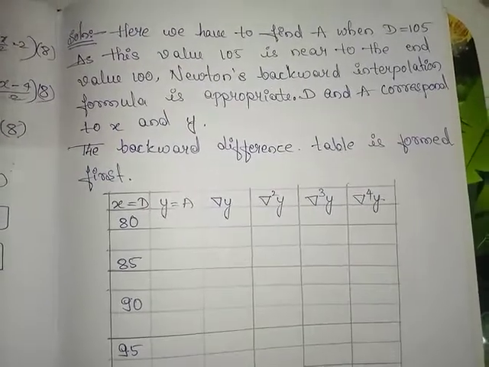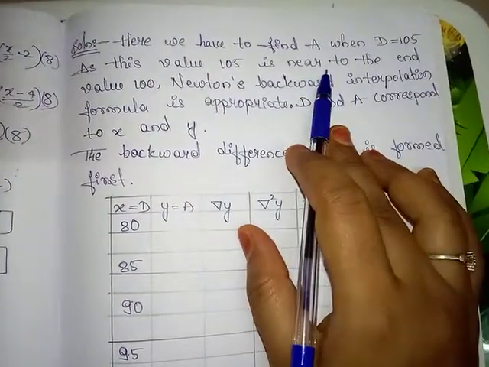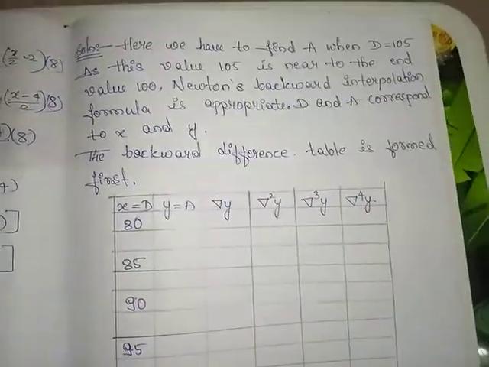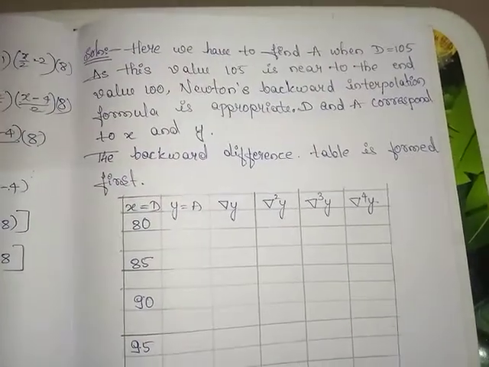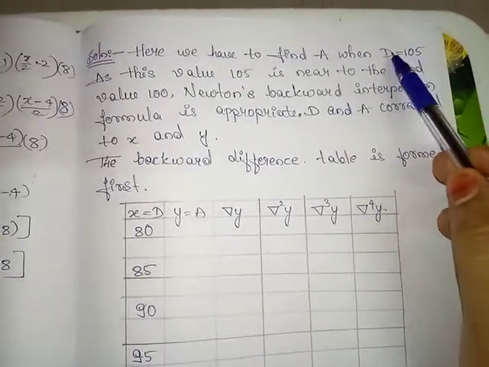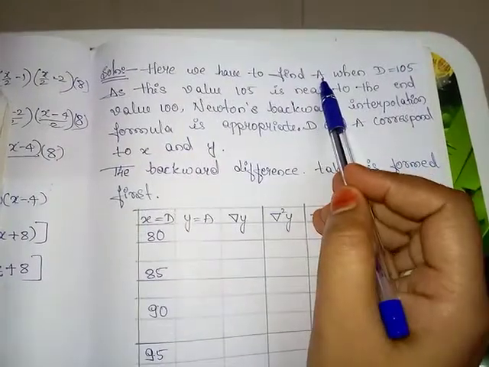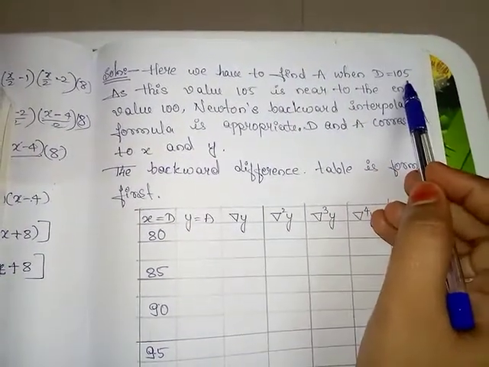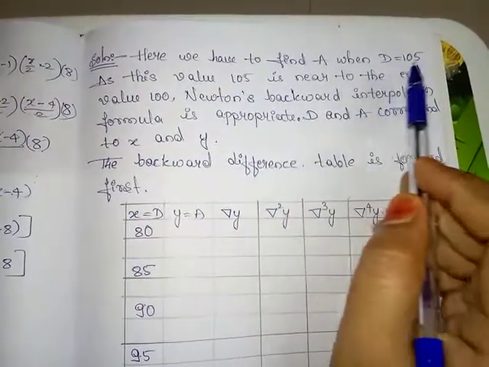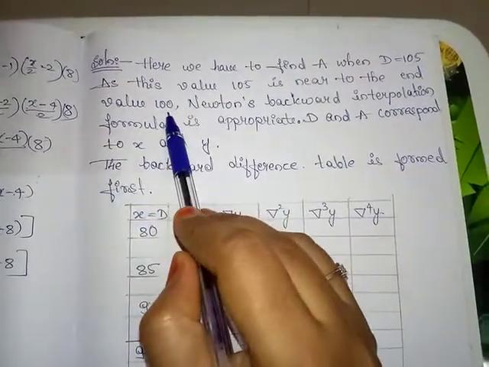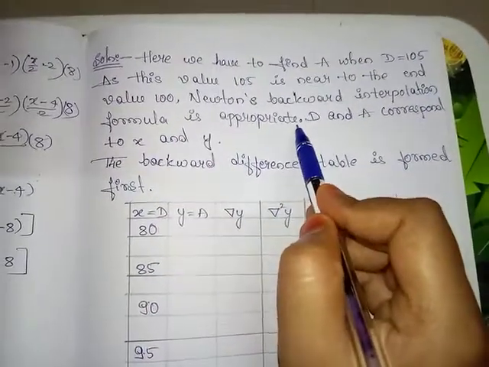Here we have to find A when D is equal to 105. We are assuming these are the values of x and these are the values of y. We have to find the value of y at x is equal to 105. This is the meaning here. As this value 105 is near to the end value, that is 100, therefore Newton's backward interpolation formula is appropriate here.